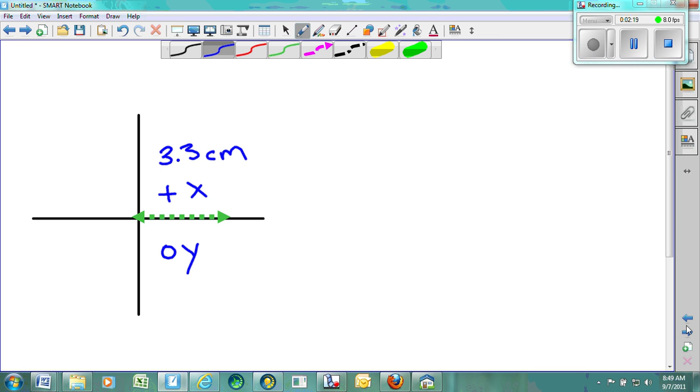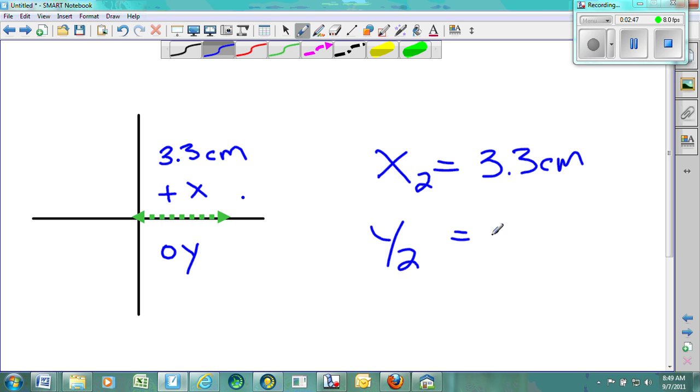The second vector is actually a pretty simple one because it's directly east. And since it's directly east, it has a 0 y, and the entire magnitude contributes to the x, and the x is positive because it's in the positive x direction. So we don't need to do much SOHCAHTOA on this particular example. And so really what we end up with is an x2 that equals 3.3 centimeters and a y2 that's 0.